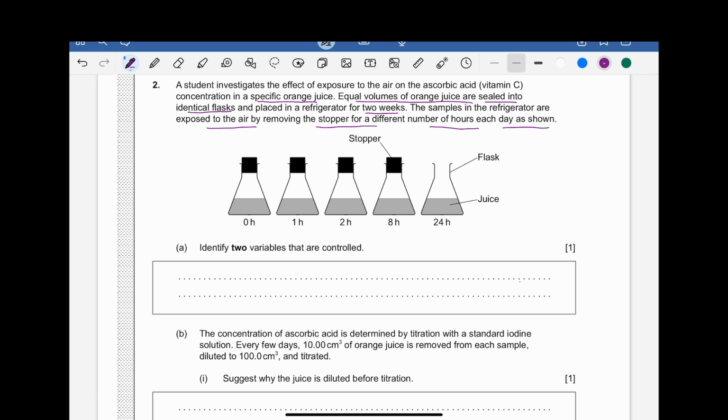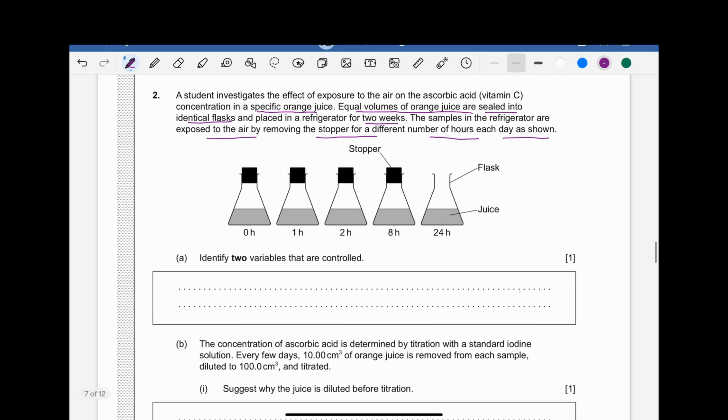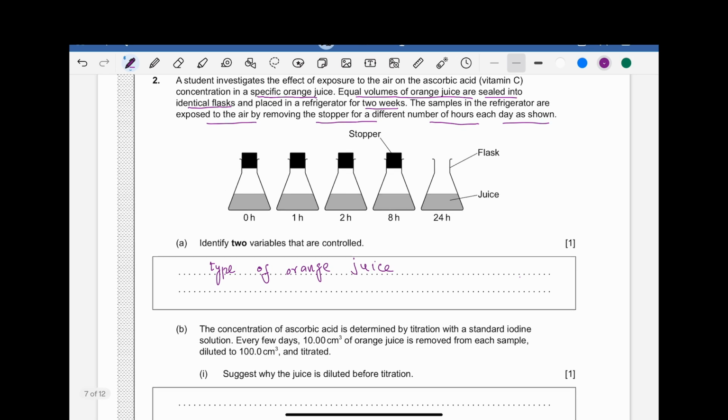So to make a fair test, the question says specific orange juice, so I can write down type of orange juice. Another thing it says is identical flask, trying to keep the surface area the same. So surface area, and temperature can be another one. So temperature.